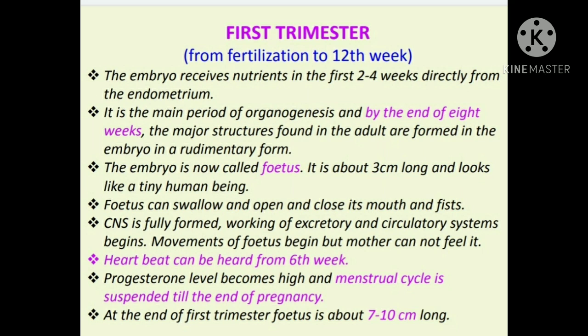By the end of 8 weeks, the major structures found in the adult are formed in the embryo in a rudimentary form. The embryo is now called a fetus. The embryo which is formed is now called what? Fetus. This is also a medical term for the embryo formed in the first trimester after the formation of the adult structures in rudimentary form. It is about 3 centimeters long.